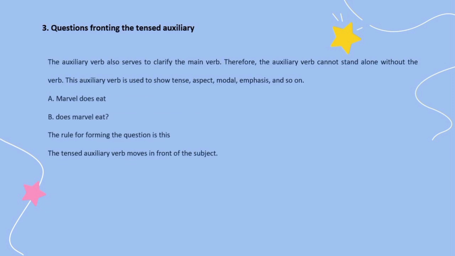The third is questions, fronting the tense auxiliary. The auxiliary verb also serves to clarify the main verb. Therefore, the auxiliary verb cannot stand alone without the main verb. This auxiliary verb is used to show tense, aspect, modality, emphasis, and so on. Example, the first is Marvel does it. Does Marvel do it? The rule of forming the question is this: the tense auxiliary verb moves in front of the subject.